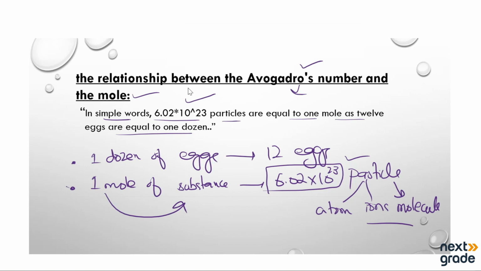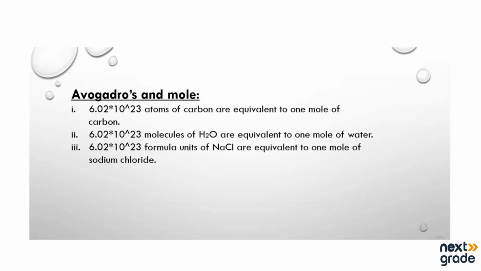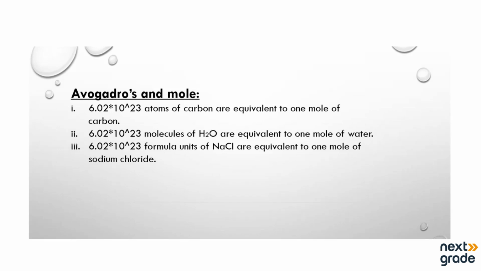Next, the relationship between Avogadro's number and mole. If we have 6.02 × 10^23 atoms of carbon, it is equivalent to 1 mole of carbon. If we have 1 mole of water, it has 6.02 × 10^23 molecules of water. And 1 mole of sodium chloride has 6.02 × 10^23 formula units.